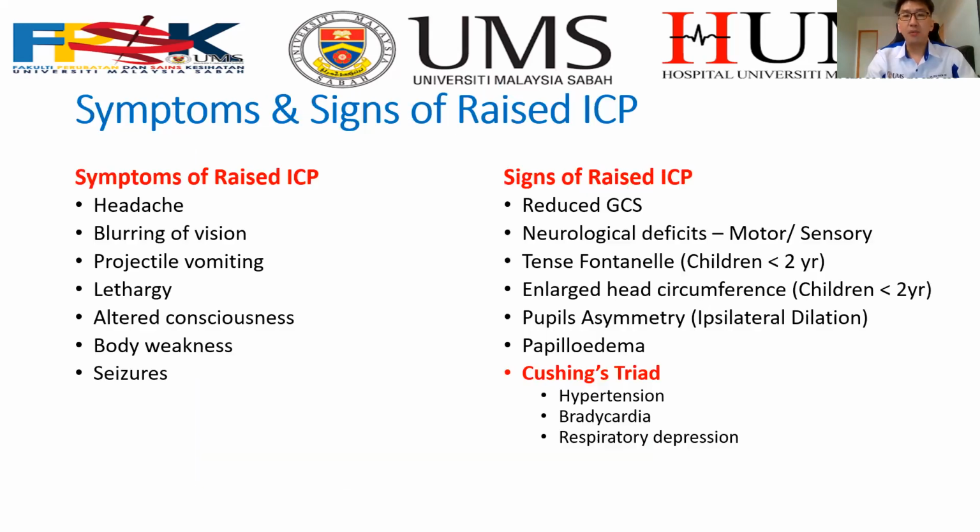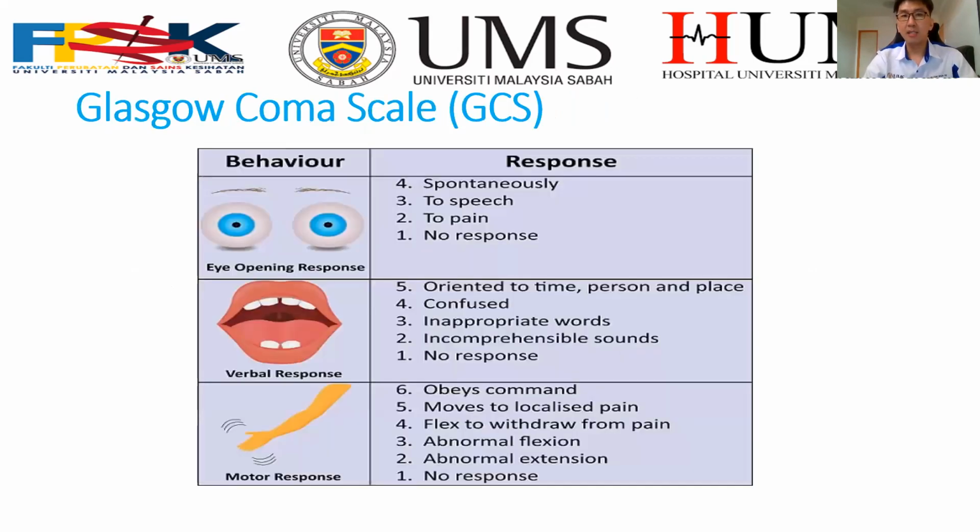Cushing's triad will occur if the patient is in severe cerebral ischemia, as I already mentioned earlier: hypertension, bradycardia, and respiratory depression. I hope all of my MOs and housemen know how to evaluate the best responses in the Glasgow Coma Scale. Okay, so these are the brief.